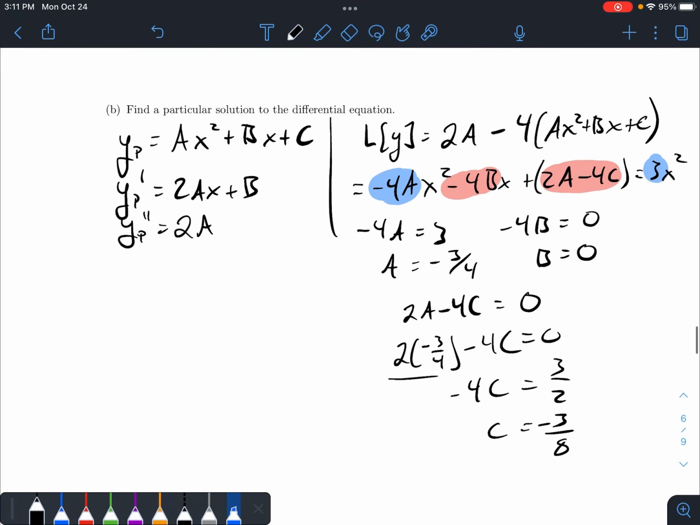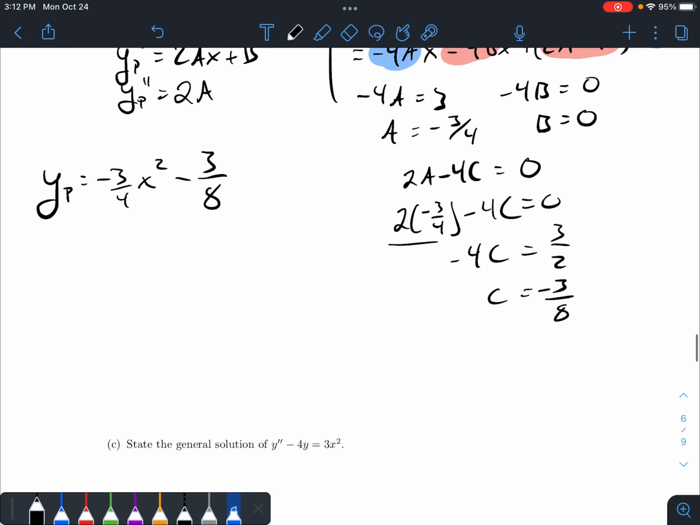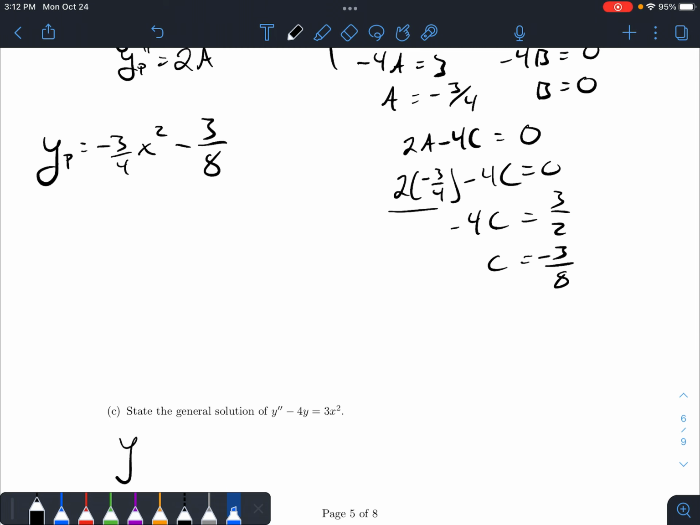And then divide by 4 to get c is negative 3/8. So y sub p is equal to ax squared plus bx plus c. Just using this, a is negative 3/4, b is 0, and c is negative 3/8. So this is our particular solution.